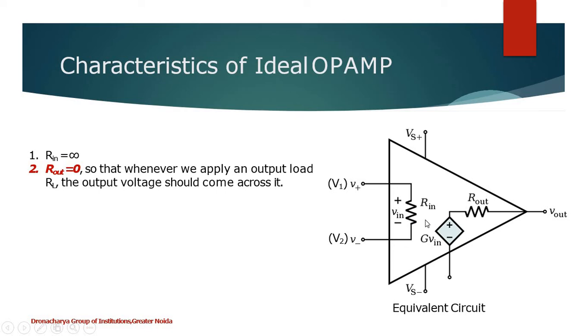Next is the output impedance, Rout. Ideally we want this Rout to be 0. Why? Because we want the exact output which is coming from this G Vin to be reflected at the Vout. That is only possible if we have a short circuit over here. That's why we want Rout to be 0, so that whenever we apply an output load, RL, the output should come across it, and we are not losing any potential across this resistance.